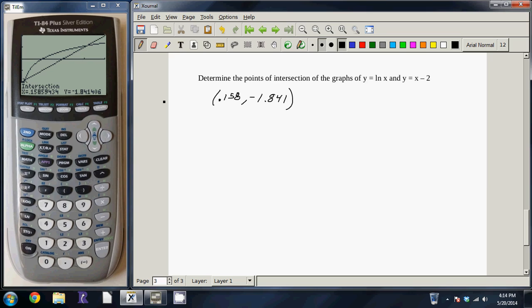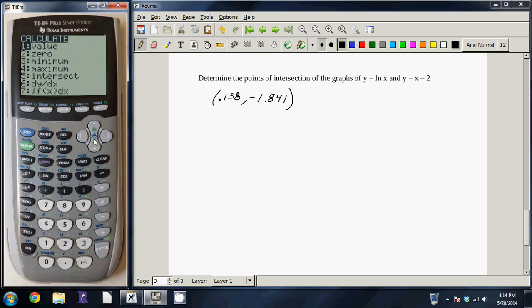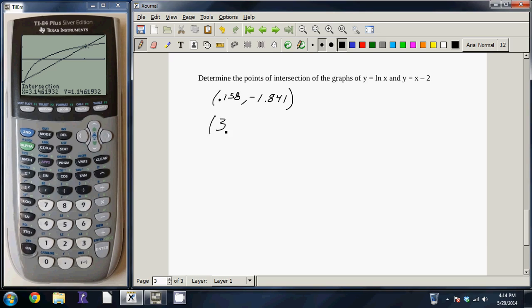If we want to find the other point of intersection, the one over here, we're going to do the same thing, except we're going to move our cursor to the right, closer to that point. First curve, second curve, let's go ahead and guess. There we go. x is 3.146, and our y value is 1.146.